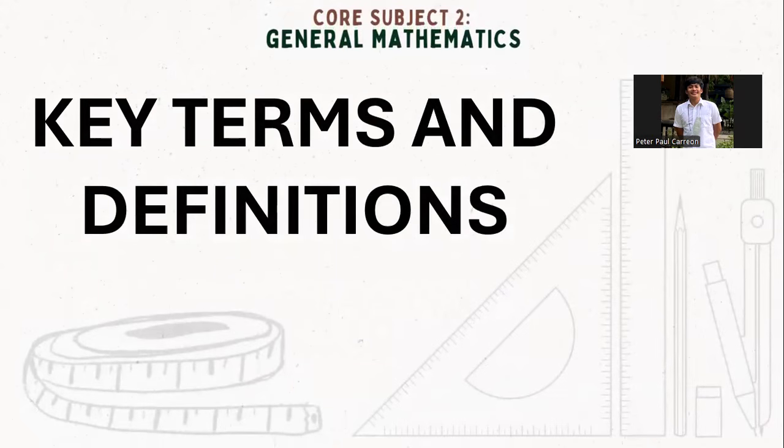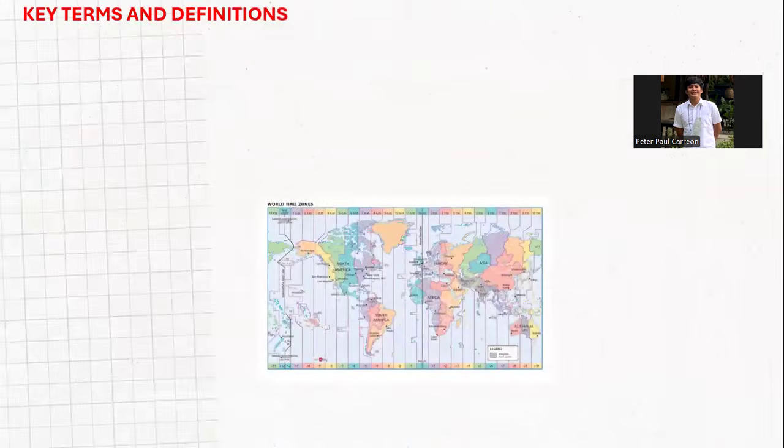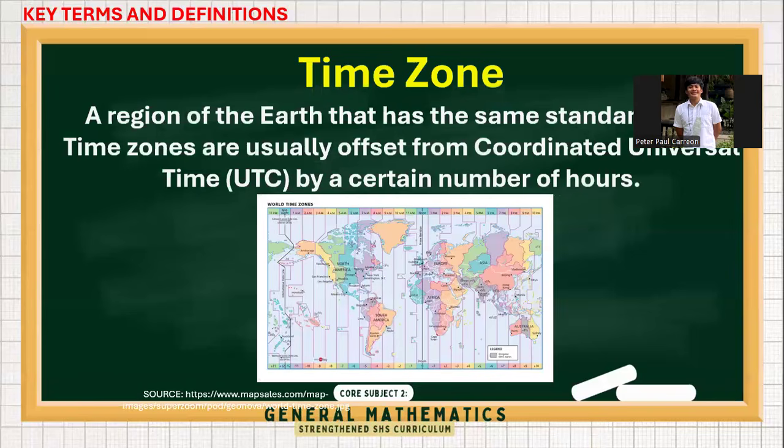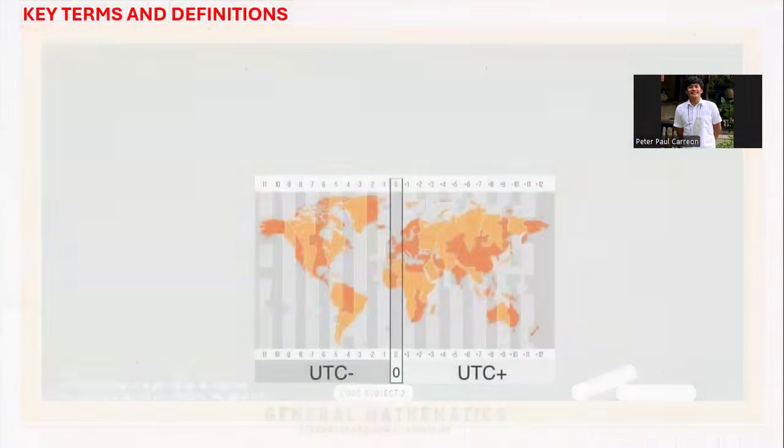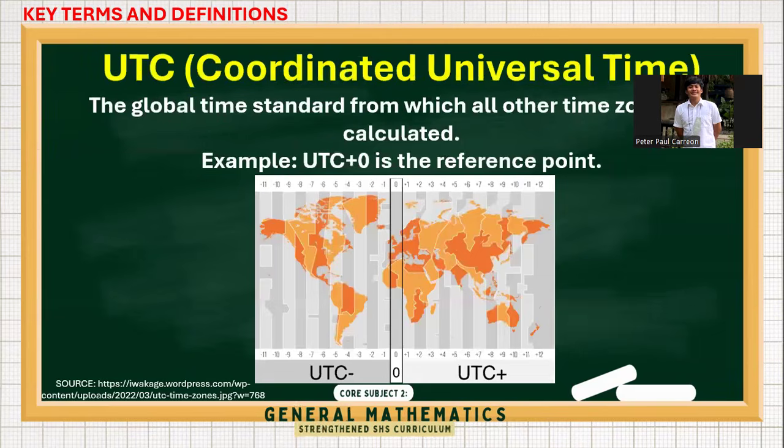But before we dive into solving, we need to be familiar with some of the key terms and definitions relating to time conversion. So let's go through them one by one. Let's define what a time zone is. A time zone is a region of the Earth that has the same standard time and is usually defined as an offset from Coordinated Universal Time, or what we call the UTC. The UTC is the global standard time.